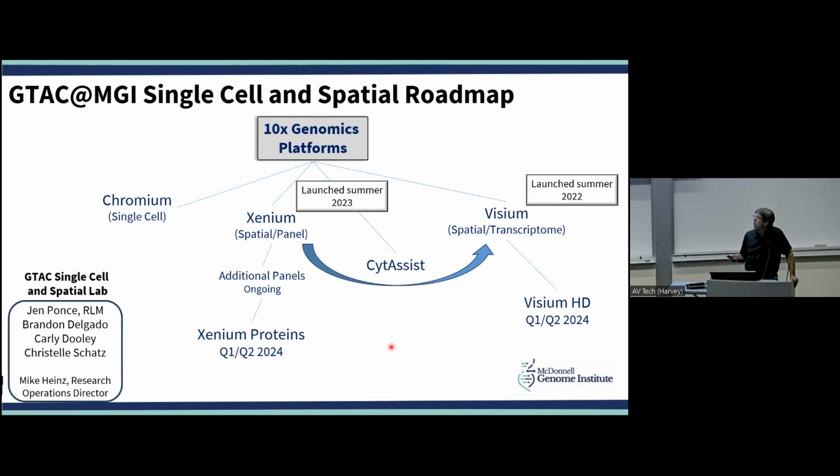So as Bob mentioned, here's a little bit of the roadmap. We've launched all three of these now. Chromium has been around for close to 10 years, but we launched Visium, the low definition Visium, last summer, and we just launched Xenium over the last few months. Additional panels are being developed for Visium, additional predefined panels, and the proteins should be available roughly in the first quarter, around the time we're expecting Visium HD. I'm going to show an image from Visium HD to compare with the current Visium, and the difference is pretty astounding.